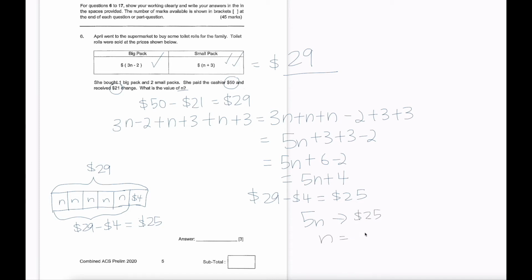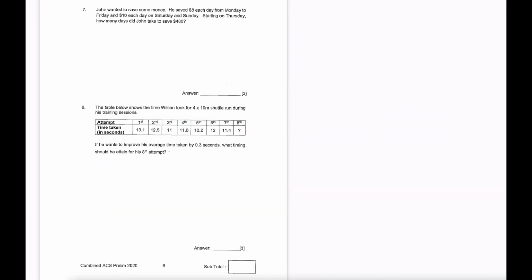N equals to 25 divided by 5. And my answer will be 5. And the value of N is 5. Okay, I don't really need the dollar sign, because the value has no units. So I'm going to erase all these dollar signs. Okay, that's it. Let's move on to question 7.